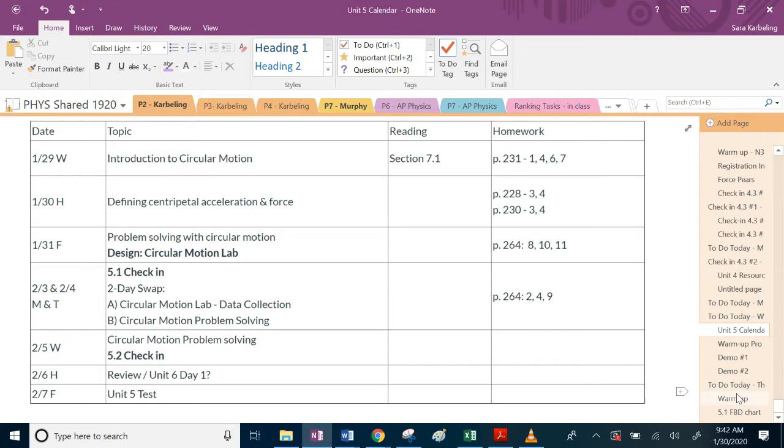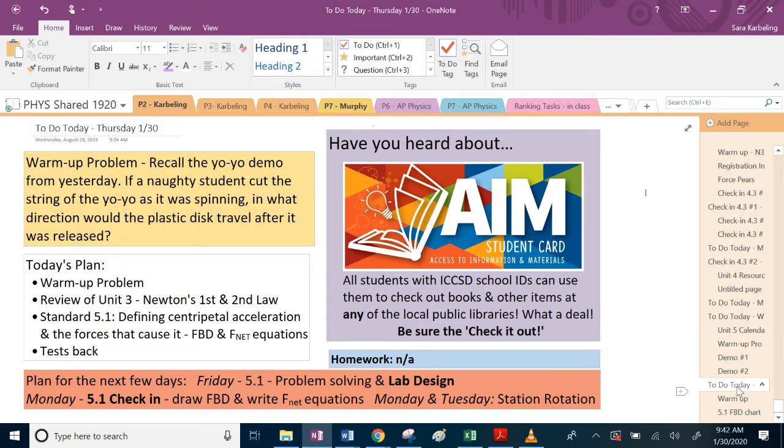All right, today we are going to do a quick warm-up problem. We're going to review some stuff from Unit 3 because it is absolutely relevant to what we're doing today. And then we'll do Standard 5.1. And at the end, last 10 minutes or so, you'll get the test back that you took 2 days ago.